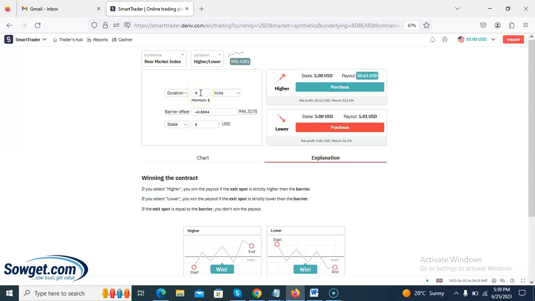Most importantly, the barrier offset is what I want to show you. For the barrier offset, you just come here, backspace, then you take it to 3.0. That's the barrier offset, which is going to be added to the current price. I'll show you in a moment how we are going to use this to trade and make money with this strategy. So make sure that the barrier offset is plus 0.3.